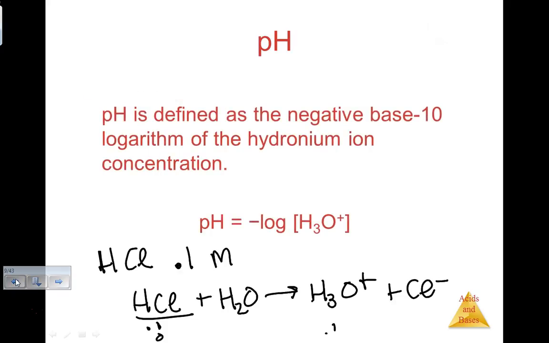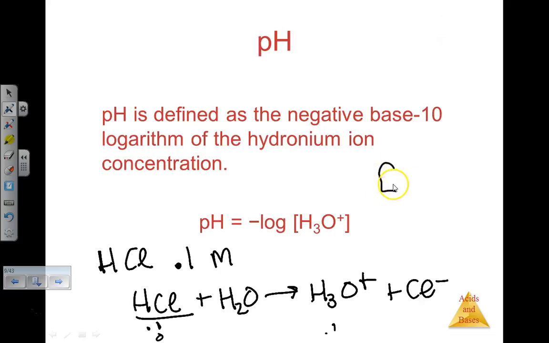So what ends up happening is that for strong acids, the concentration of H3O+ is equal to whatever the concentration of that strong acid is. And I think that's important. Now weak acids, all bets are off because it doesn't completely dissociate. Weak acids are in equilibrium, and that's where we're going to be going. But for now, let's talk about strong acids.